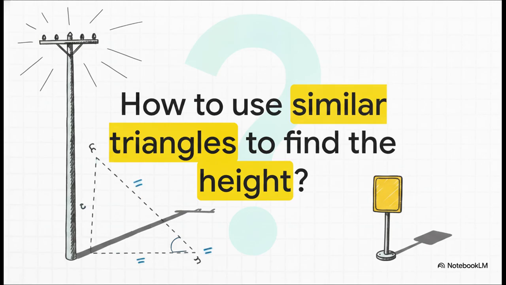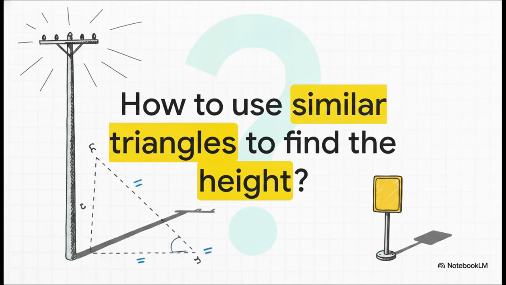Imagine a telephone pole that casts a huge 50-foot shadow. Obviously, you can't just climb it to measure its height, but right nearby, an 8-foot-tall traffic sign casts a 10-foot shadow. Because the sun hits them at the exact same angle, these actually form similar right triangles. So how can you use proportional relationships between these similar triangles to indirectly measure the exact height of that telephone pole? Think about how the ratios of their corresponding sides must be equal.